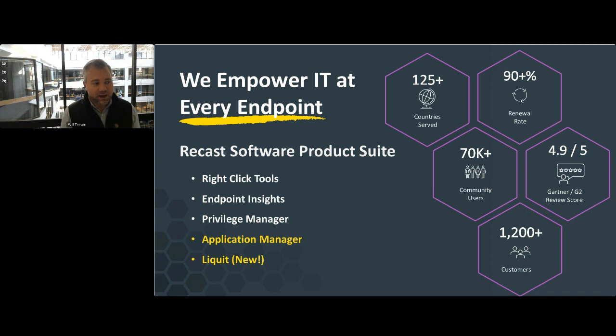Today, we're going to focus on Application Manager and Liquit, and we'll get into that here shortly. But this is also kind of a vanity slide for us, right? 125 countries served, 70,000 active monthly users, a 90% renewal rate, well over 1,200 customers at this point. We're really proud of these statistics, right? Recast has come a long way over the last 5 years.